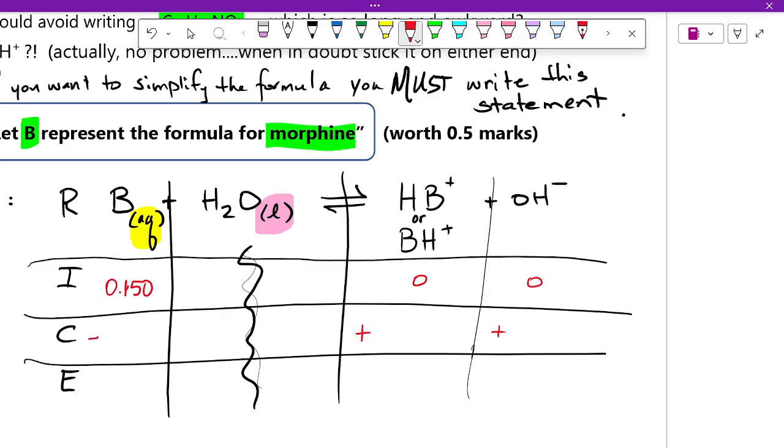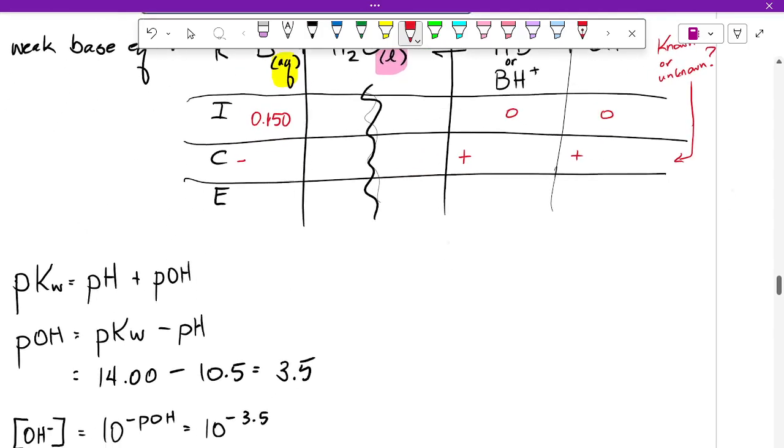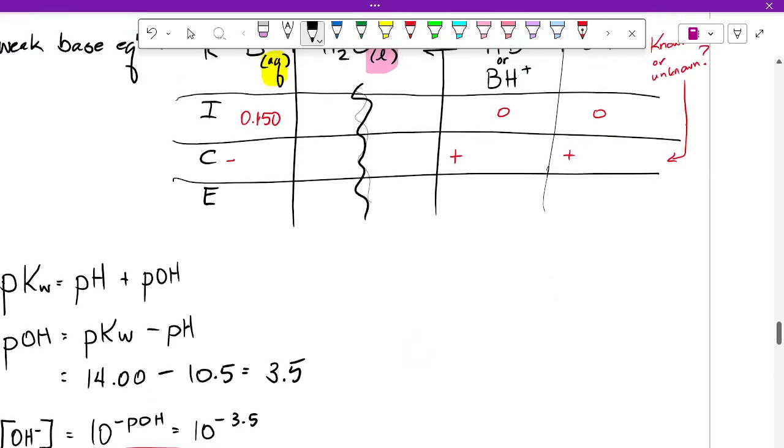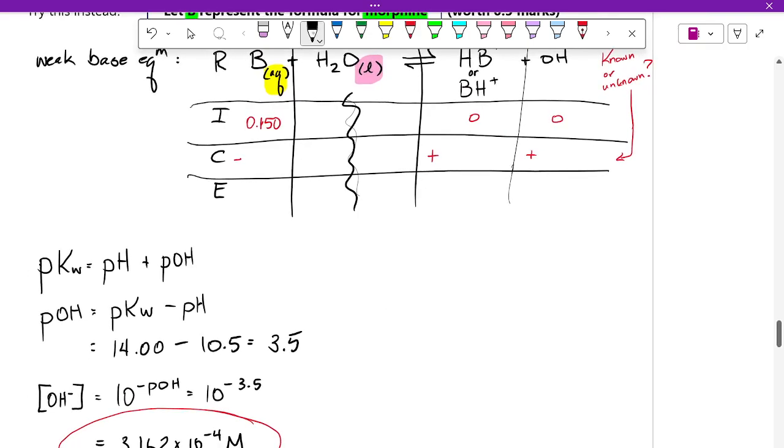And before you start putting in X's, you should think to yourself, do I have unknowns? Is this change known or unknown? Well, I've just solved for my concentration of hydroxide. So that means my concentration of hydroxide can go right here. And I'm not going to write the whole thing. I'm going to keep that number in my calculator.